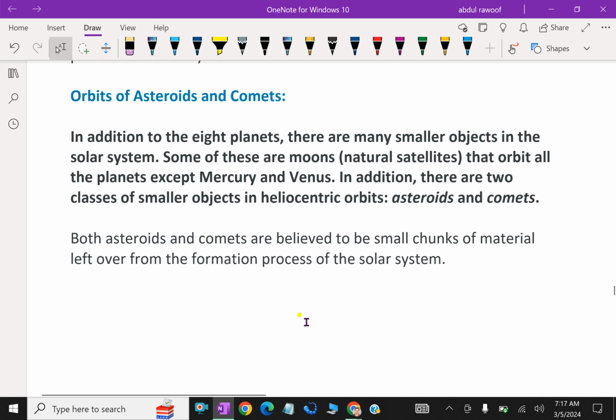In general, asteroids have orbits with smaller semi-major axes than do comets. The majority of them lie between 2.2 and 3.3 AU, astronomical units, in the region known as the asteroid belt.